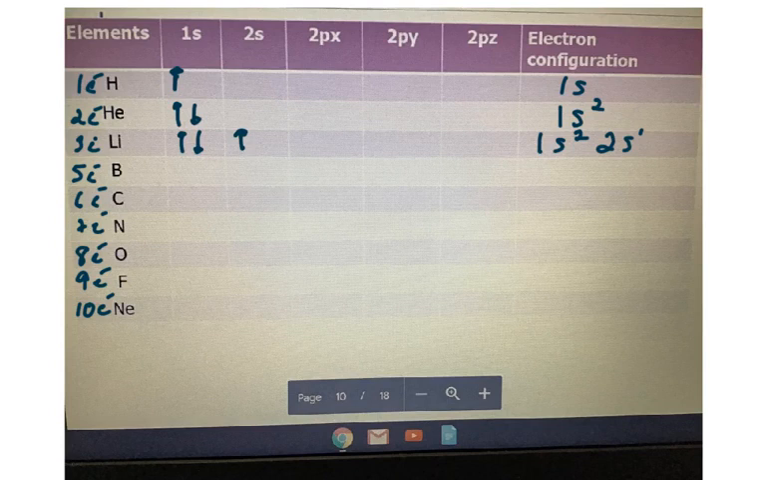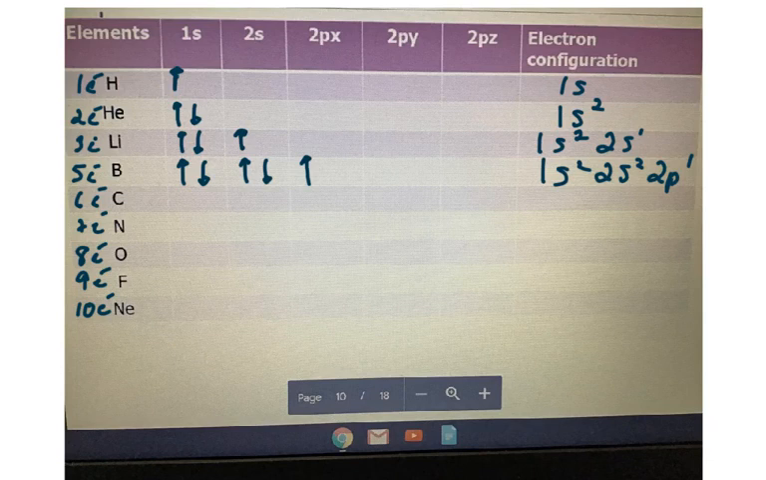Now we're skipping ahead to boron. So we have our up arrow and our down arrow in 1s. That gives us 2 electrons. Here's number 3, and then number 4, and finally number 5. And our electron configuration will be 1s2, 2s2, and 2p1. Now you don't put the x when you're writing the electron configuration because that just tells you it's the first circle or the first level of 2p. Now remember, p's have 3 levels or 3 boxes.